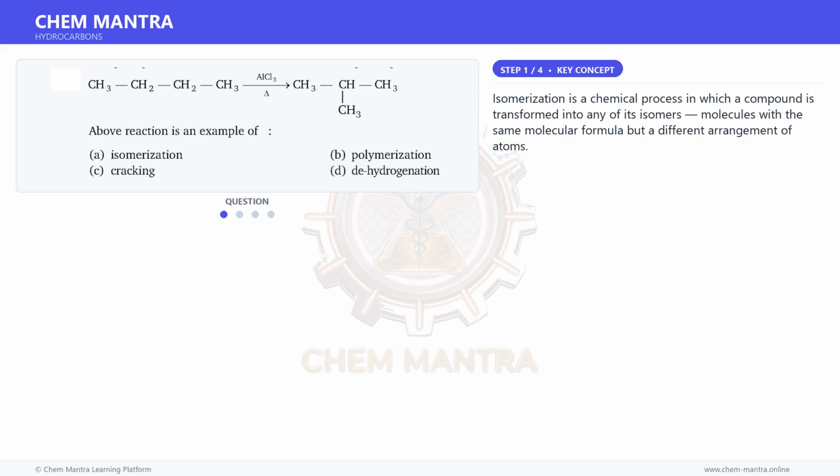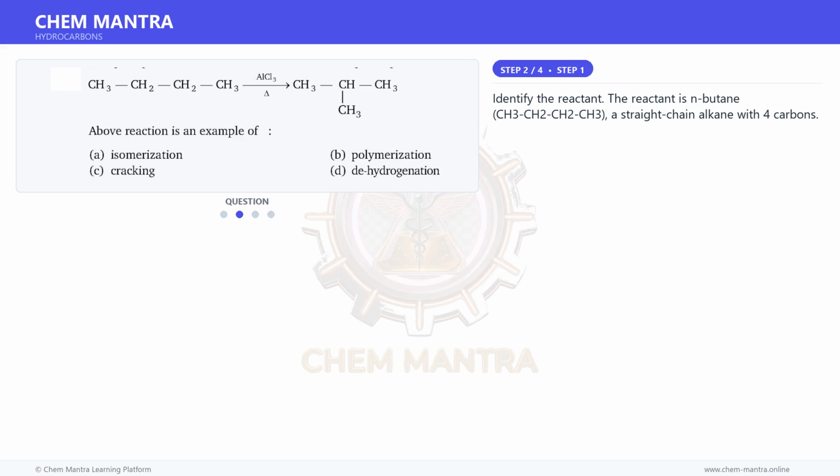Isomerization is a chemical process in which a compound is transformed into any of its isomers, molecules with the same molecular formula but a different arrangement of atoms. Moving on to the next step.